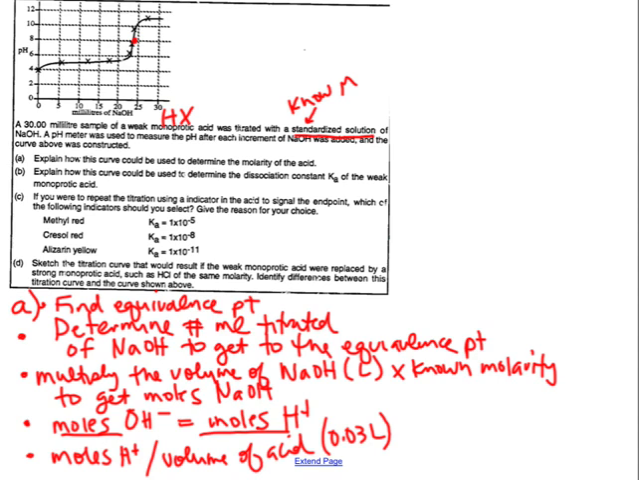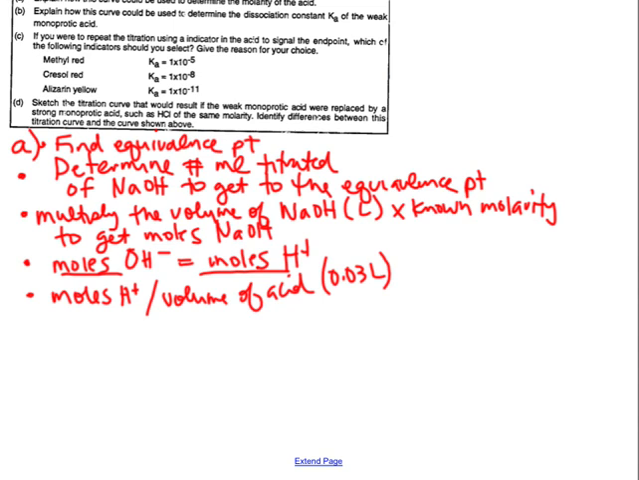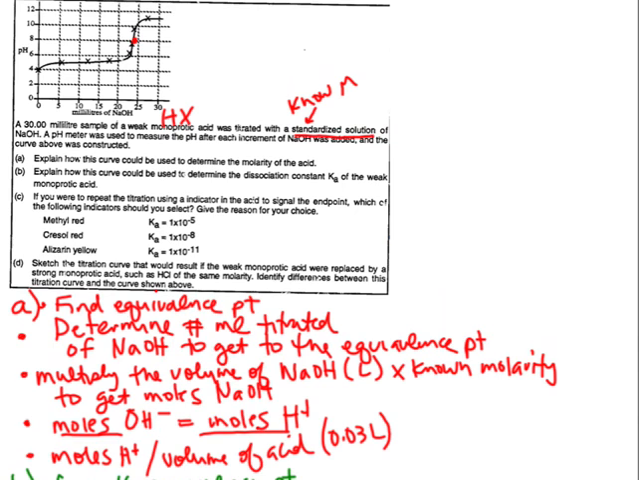Part B then asks, explain how this curve could be used to determine the Ka. I don't know if you remember when we were talking about these kinds of curves yesterday or this morning, depending upon when you had the lecture, there was something called the half equivalence point. Find the half equivalence point. On this chart, you know where your equivalence point is, and the half equivalence point is halfway to that. So if this is about 24 mL, the half equivalence point would be here.